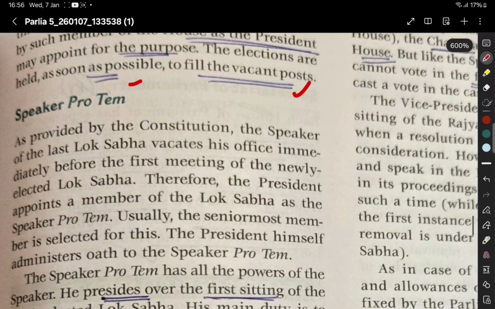Speaker pro tem. As provided by the Constitution, the Speaker of the Lok Sabha vacates his office immediately before the first meeting of the newly elected Lok Sabha. Therefore, the President appoints a member of the Lok Sabha as the Speaker pro tem. Usually, the senior most member is selected for this. The President himself administers the oath to the Speaker pro tem.